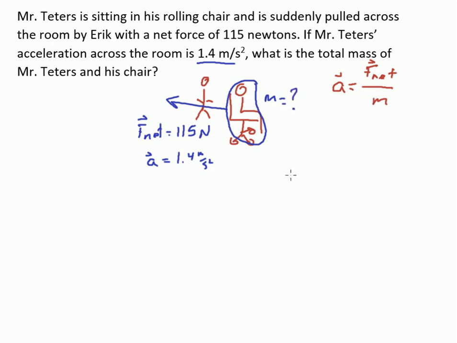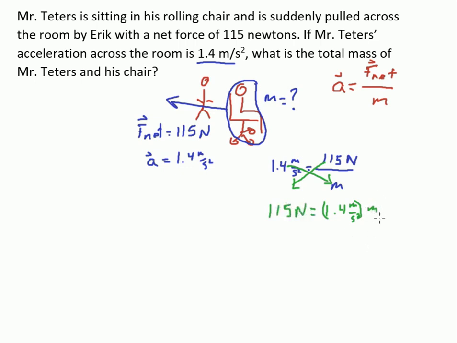So we just look at Newton's second law here, and we'll plug in for the acceleration 1.4 meters per second squared. That equals the force that Eric applied to me, 115 newtons, and solve for the mass. So we'll just do basic cross multiplying: 1.4 meters per second squared times the mass equals 115 newtons times 1 on the bottom there.